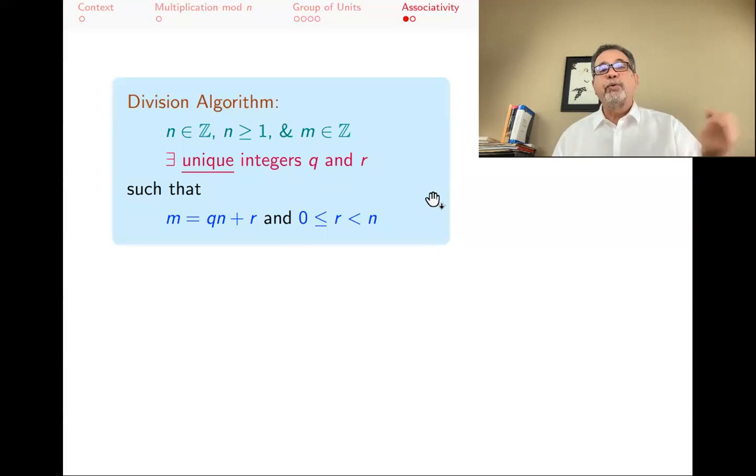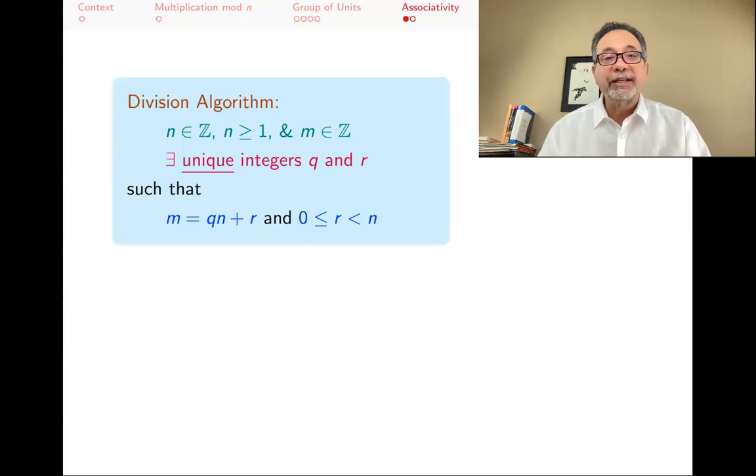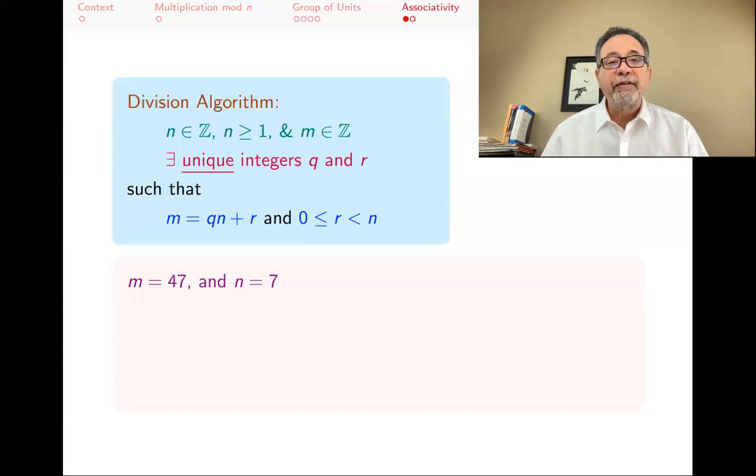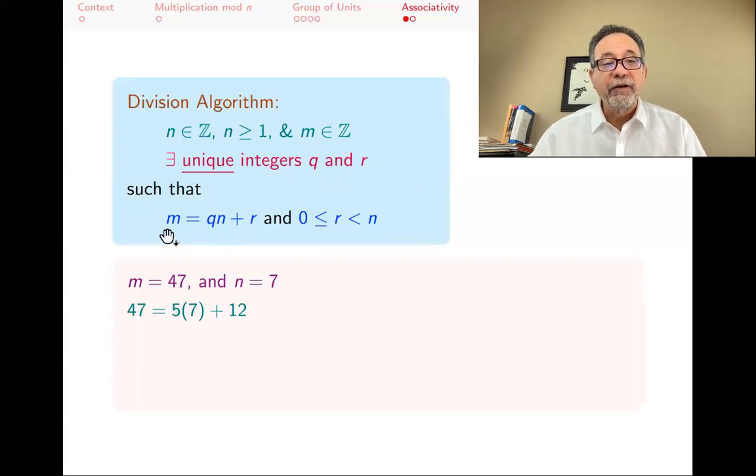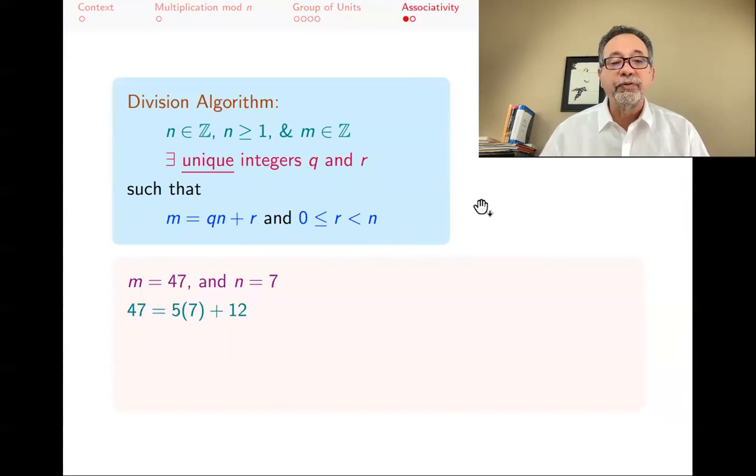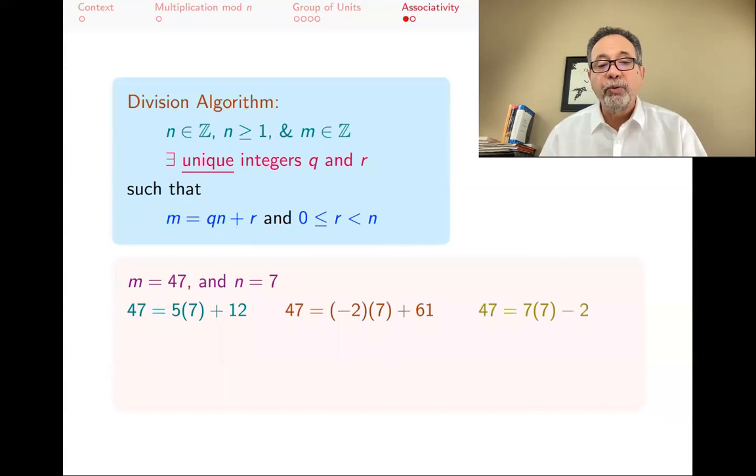If an m and an n walk through the door, and I try to divide m by n and find quotients and remainders like this, and you do it, we're going to get the same answer. One quick example, if m is 47 and n is 7, then there are various ways of writing m equals qn plus r. That's not unique. You could write 47 equals 5 times 7 plus 12, or 47 is minus 2 times 7 plus 61, or 47 is 7 times 7 minus 2. You can write them in all kinds of different ways.